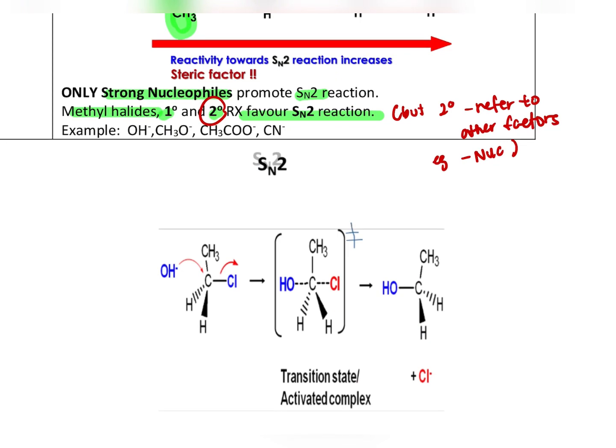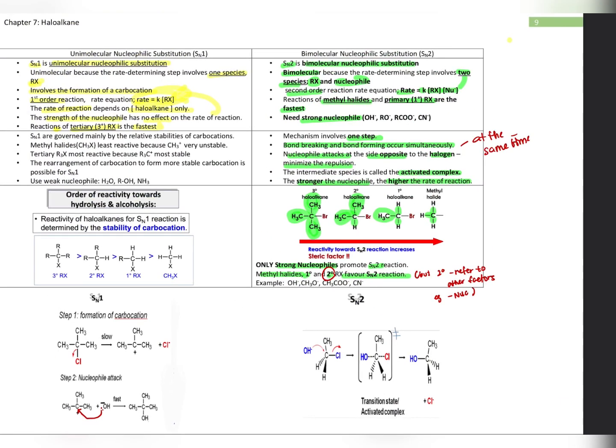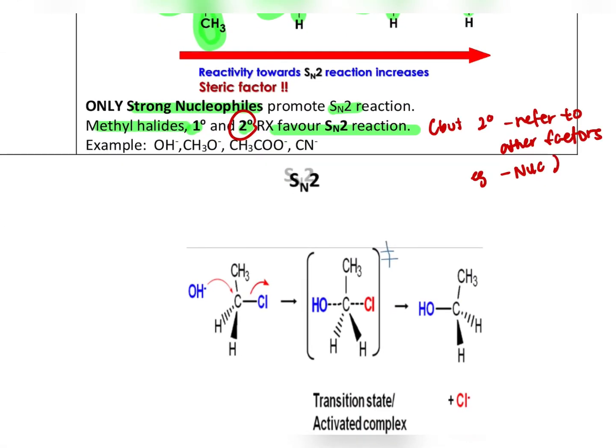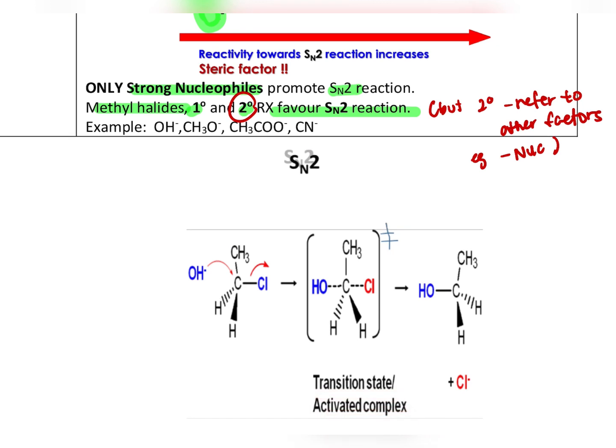So ini adalah dia punya mechanism. You can see dia melibatkan satu step sahaja. So one single step, and you can see here OH nucleophile attack from the opposite side, okay, ataupun backside attack. So kita akan form bond. Okay, so untuk halogen pula, dia akan leave ataupun break the bond at the same time. So maksudnya kita akan tulis both in one step, dan dia akan form transition state di bahagian intermediate. So maksudnya ini adalah your intermediate before you get the final product.